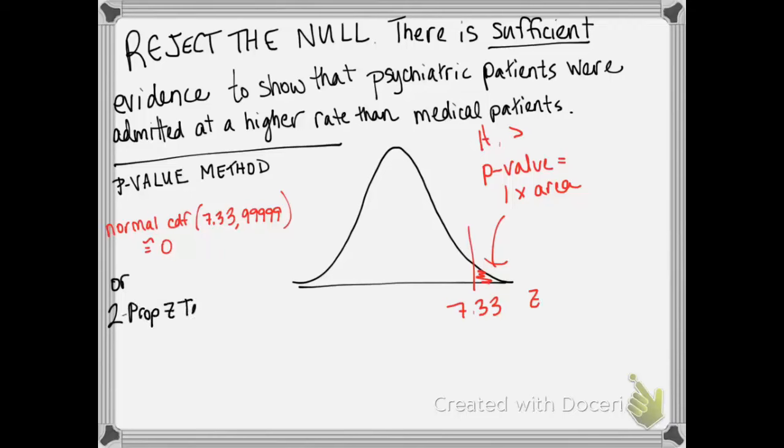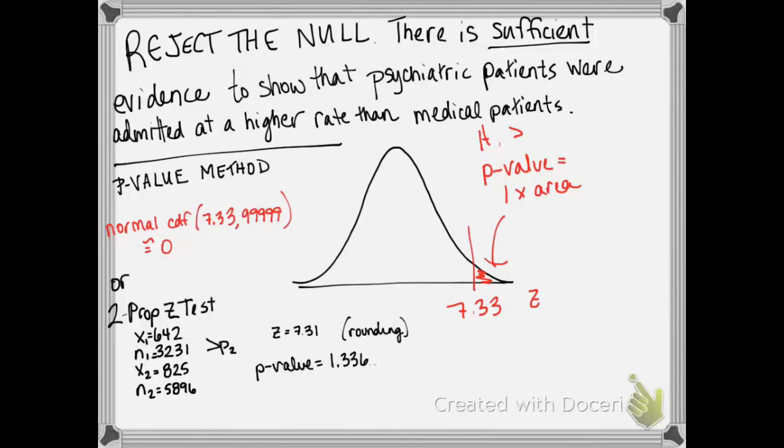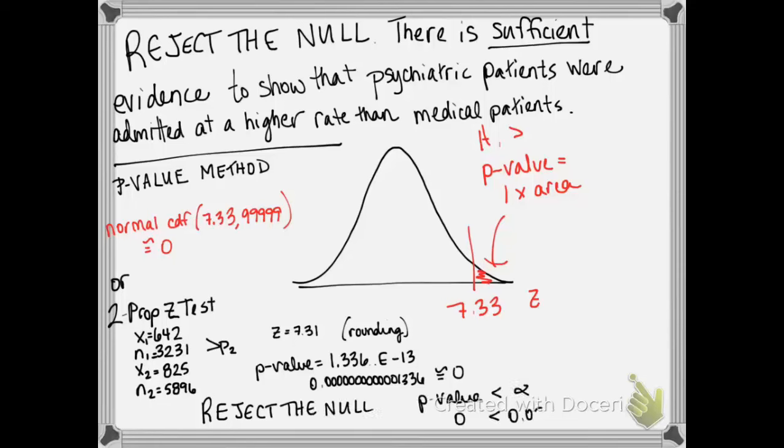Or even better, I can do a 2-prop z-test where I enter in x1, n1, x2, n2, and then I tell it that it's a right-tailed test. It gives me my test statistic, 7.31, which is slightly different than 7.33. That's just due to rounding from when I did it by hand. The p-value is 1.336 times 10 to the negative 13th. That's 12 zeros, and then 1336. Let's call that about 0. There's almost a 0% probability that if these were the same that I would get a sample so different. So we're rejecting the null. We're saying, yes, they were admitted at a higher rate.